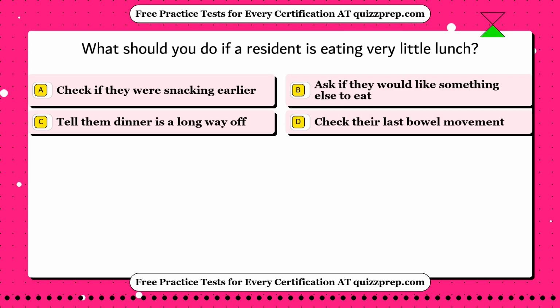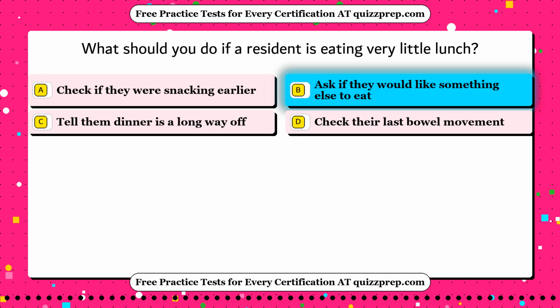Question 171. What should you do if a resident is eating very little lunch? Option A, check if they were snacking earlier. Option B, ask if they would like something else to eat. Option C, tell them dinner is a long way off. Option D, check their last bowel movement.